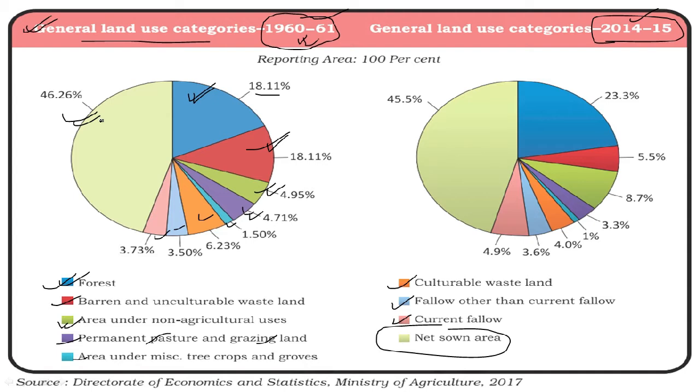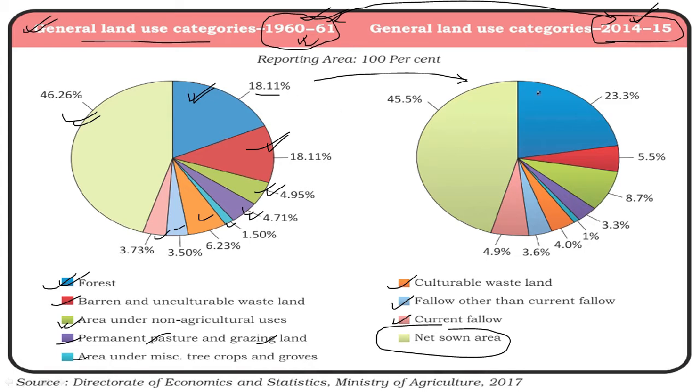Okay, so students, we have now interpreted one pie chart. We have studied one pie chart right now. Now we will move on to this pie chart from a time period of 1960-61 to 2014-15. Now first of all, let us see what is the land use pattern in 2014-15, and then we'll compare both these time periods and we'll see the increase or decrease in the land use pattern of particular categories.